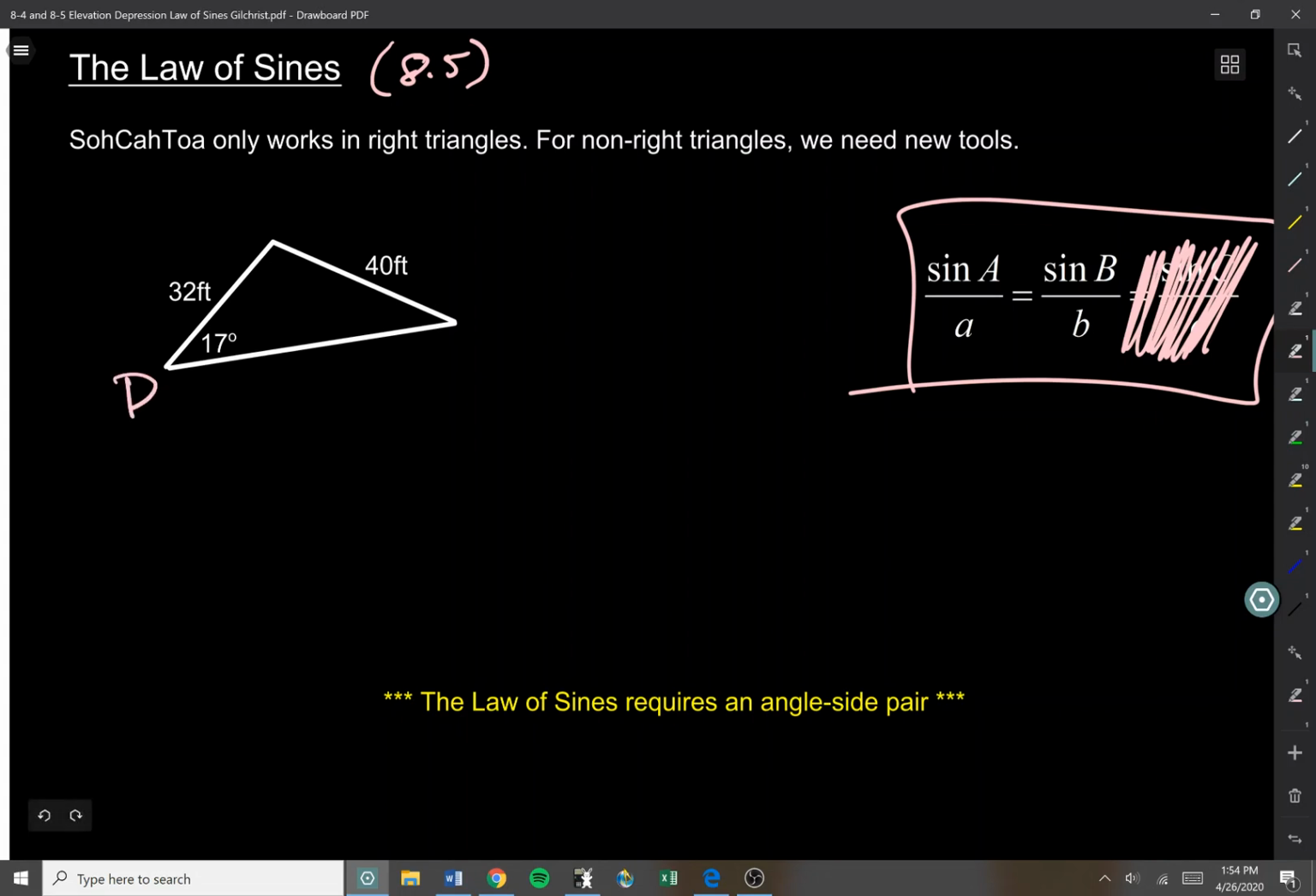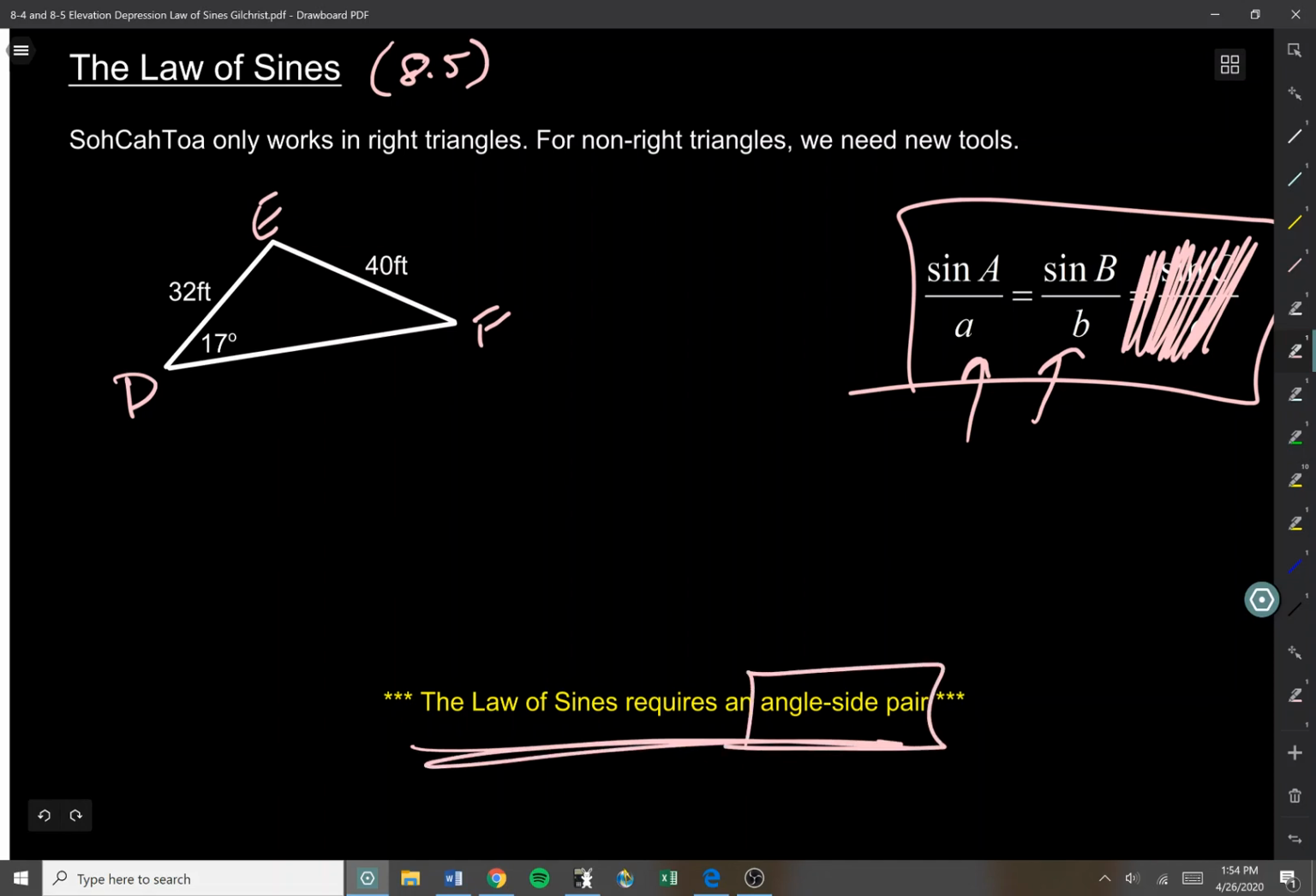Like if I called this triangle DEF, don't think, well gosh, what's A and what's B? Where'd my A and B go? What matters is you need an angle-side pair. The law of sines only works if you have an angle-side pair. Here's what that means. I know the value of this angle, and I know the value of its opposite corresponding side. So that is my angle-side pair.